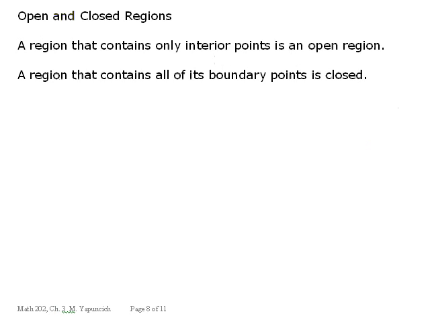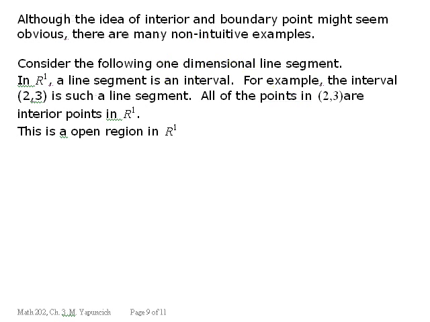A region that contains only interior points is an open region, and the region is closed if it contains all of its boundary points. In many cases, the idea of interior and boundary points is intuitively obvious, but there are many examples that are non-intuitive. These are not necessarily pathological cases. They're in fact very common. The example I'm going to give is that of an interval.